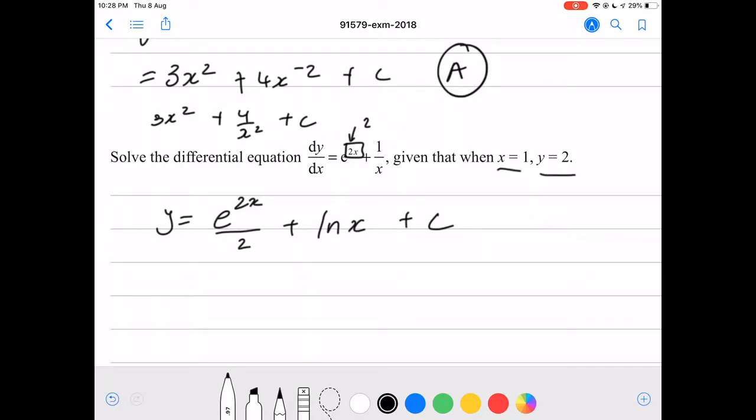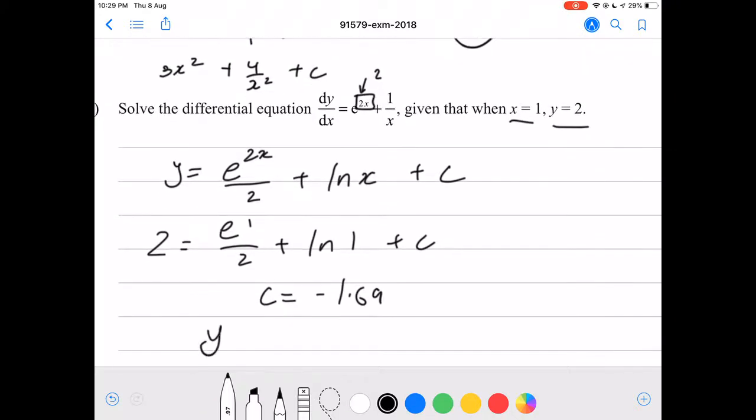So when x equals 1, y equals 2. So 2 equals e to the power of 1 divided by 2 plus ln of 1 plus c. And if you solve this, you should get that your c value should be negative 1.69. So your function would be y equals e to the power of 2x divided by 2 plus ln of x minus 1.69. And that's another achieved grade.